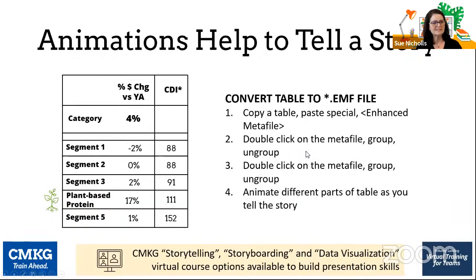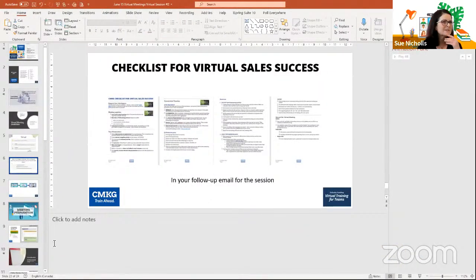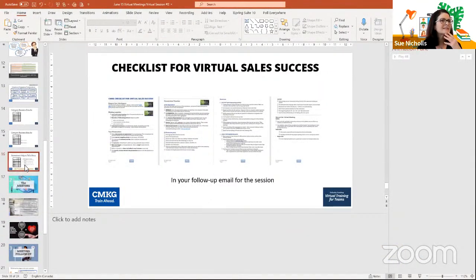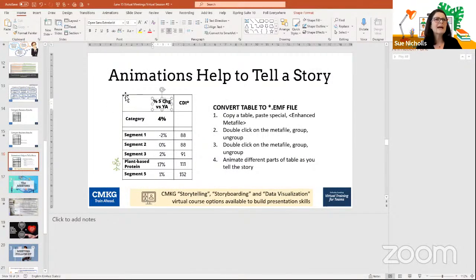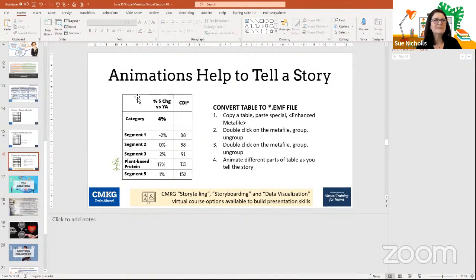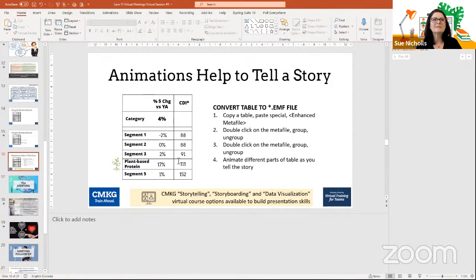But then what it does, if I hit escape, actually, if I bring over my actual raw PowerPoint, just bear with me here for a sec. If I have this presentation, what happens is that when I convert it to an EMF file, every single part of the table is a separate piece. And so what it allows me to do is put animation on specific parts of the table to tell the story. Super cool way to do it.